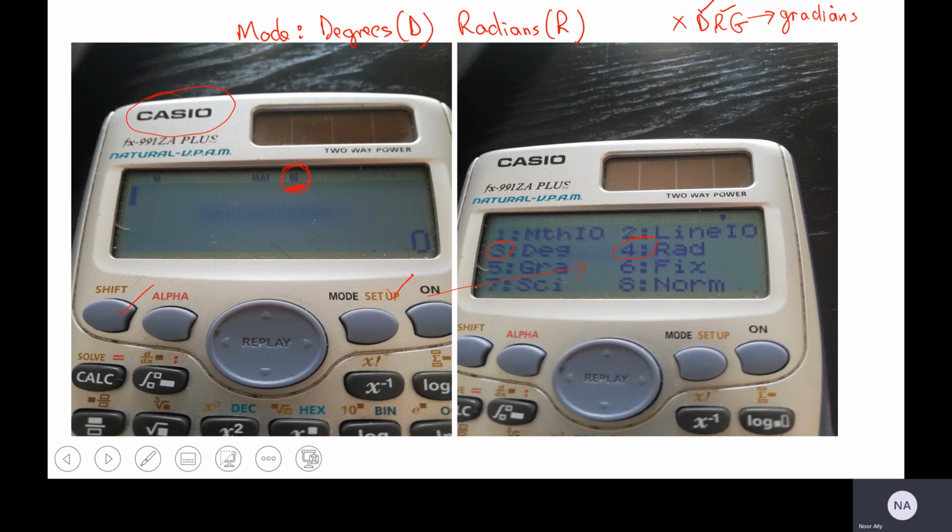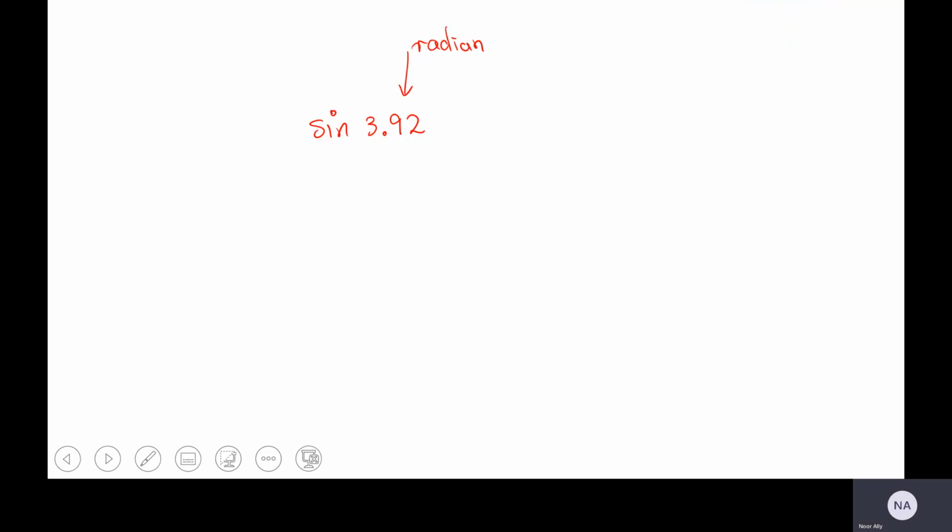So let's just go back. Now, I have sine 3.92. Is your calculator in radian mode? Okay. Work it out, sine of 3.92. I need my radian measure, so that's sine 3.92 gives me an answer of negative 0.702. Did you get that?